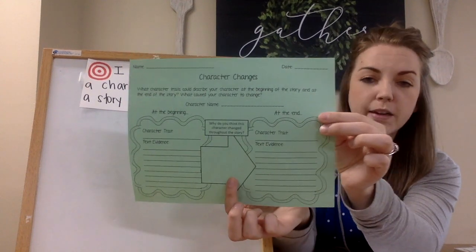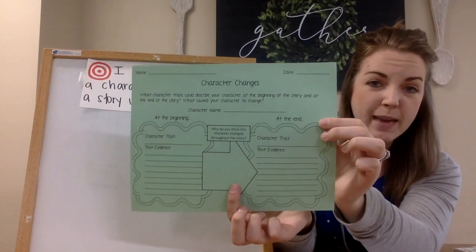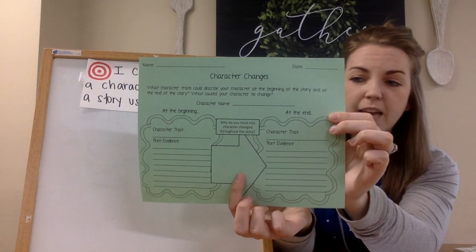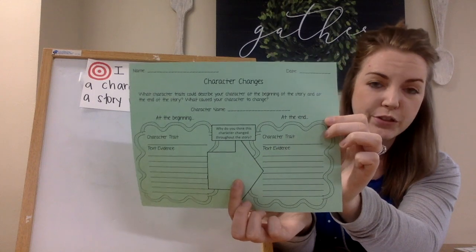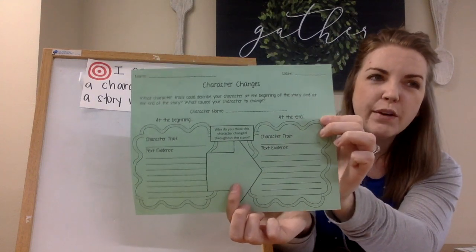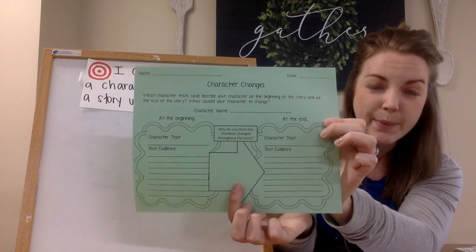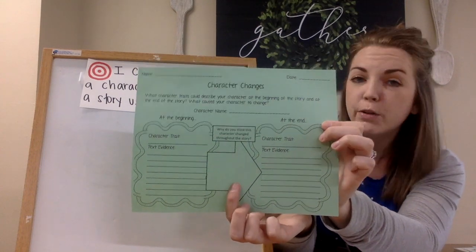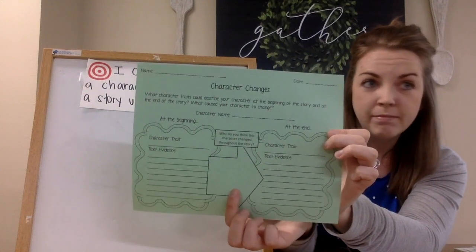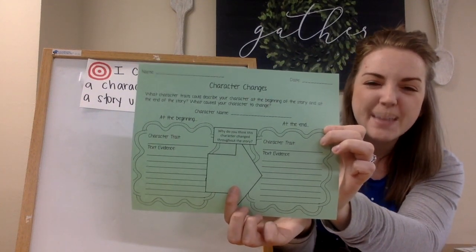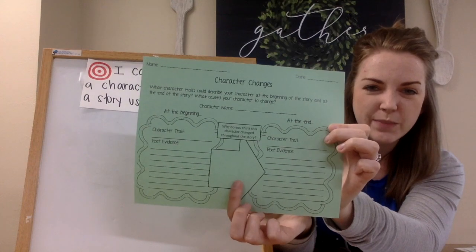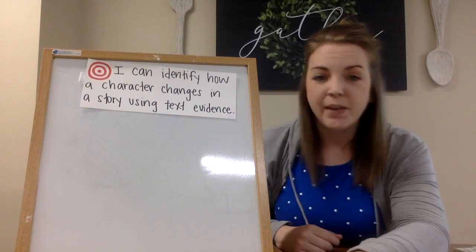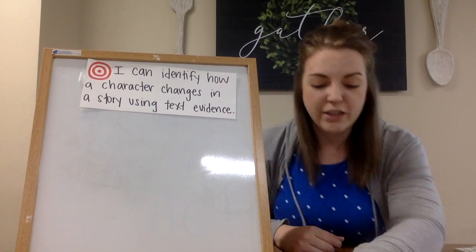Now this spot in the middle, this is an arrow, but don't leave it blank. This says, why do you think this character changed throughout the story? What was the event that happened to make them change? What happened in this story? People don't change just because they just decide to. There's usually something that happens. That's where this goes. So as you are reading Houndsley and Katina today, pay attention to how the characters change.